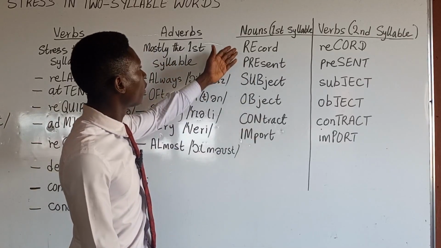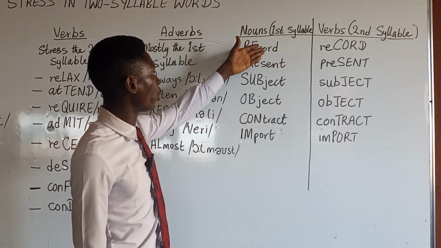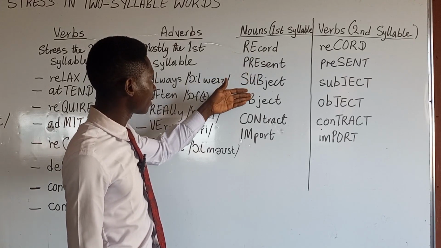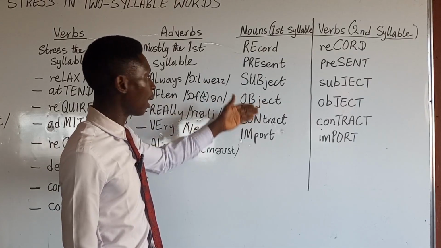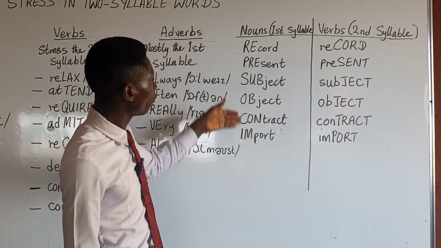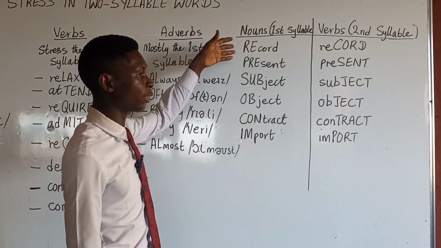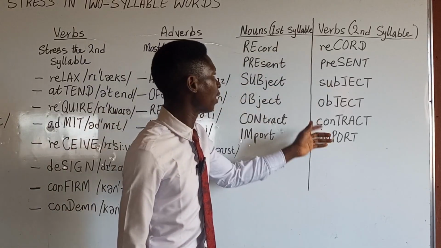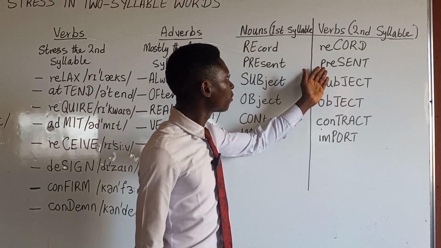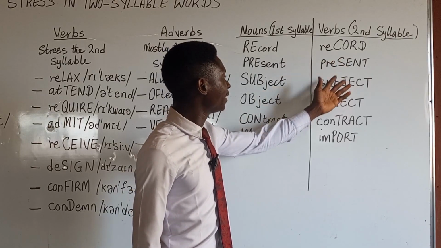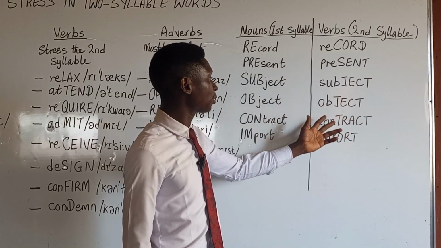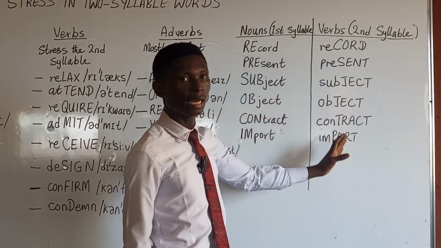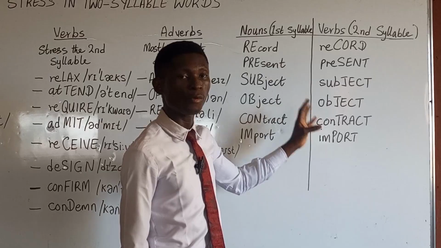All right, so look at the words we have here: record, present, subject, object, contract, import. These are all nouns, naming words, and the stress falls on the first syllable of each of these words. But for the words we have here, we have record, present, subject, object, contract, import. Here, the stress is on the second syllables, and the first syllables are weak.